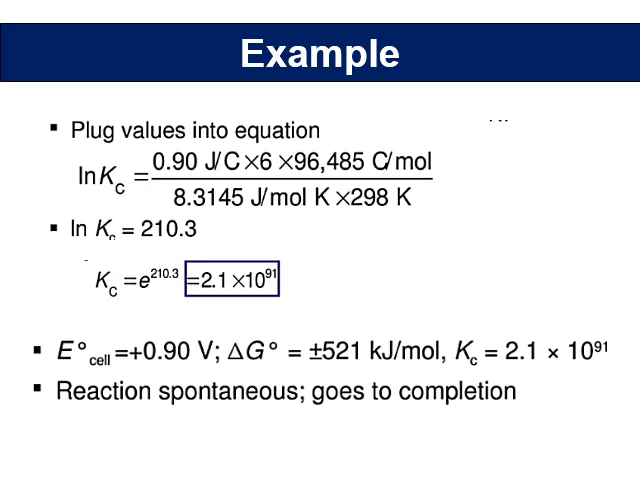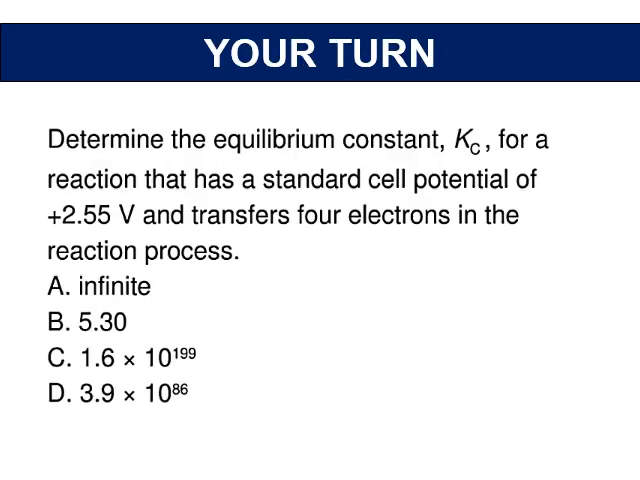Okay, right. So now it's your turn to find out the Kc. Try to find Kc for the reaction that has a standard cell potential of positive 2.55 volts and transfers 4 electrons. So n is equal to 4 here. So find Kc.